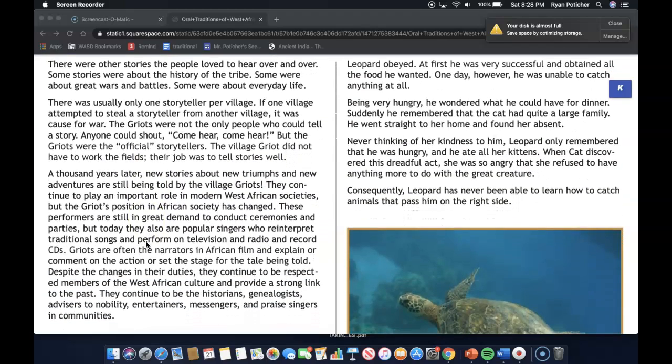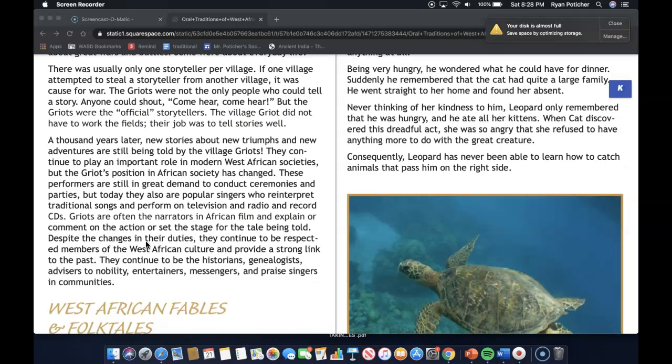There were other stories that people loved to hear over and over. Some stories were about the history of the tribe, and some were about great wars and battles. Some were about everyday life. There was usually only one storyteller per village, and if one village attempted to steal a storyteller from another village, it was cause for war.